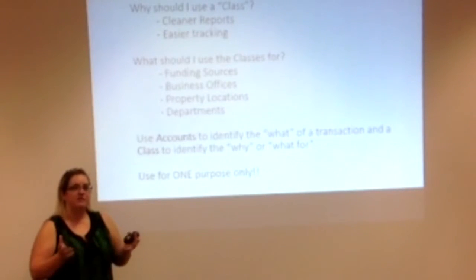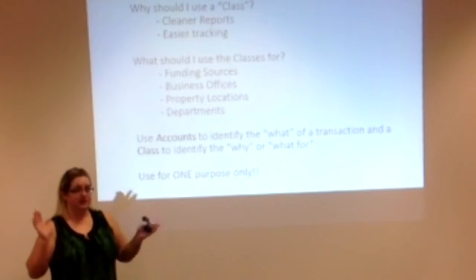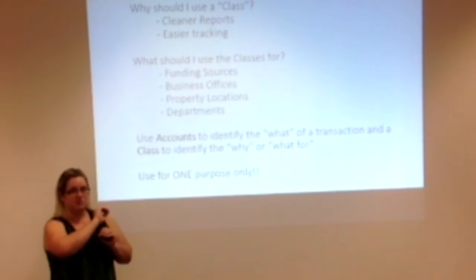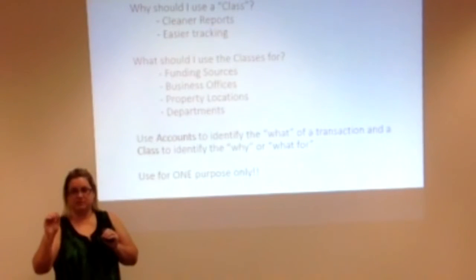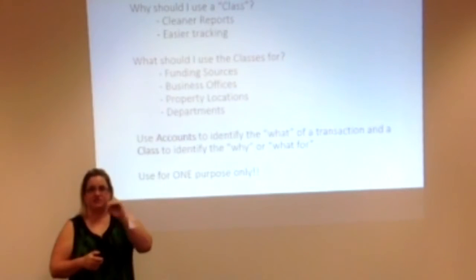Well, then your profit and loss, or your income statement, becomes like 27,000 pages long, and it's very confusing, and all you really need is just one line item for each truck account. One line item for each account. And then what you're going to do is you're going to make a class for each truck.